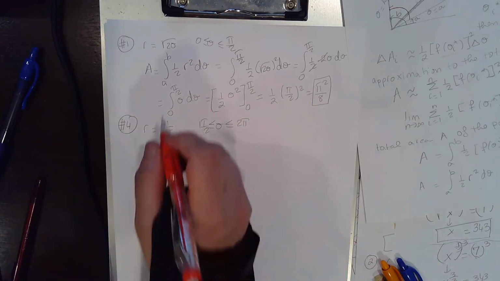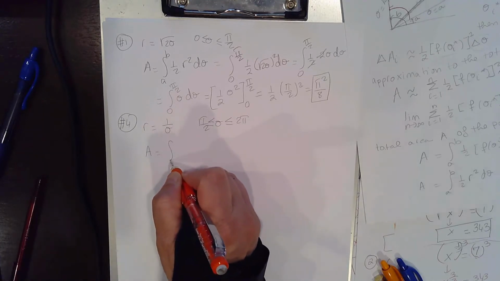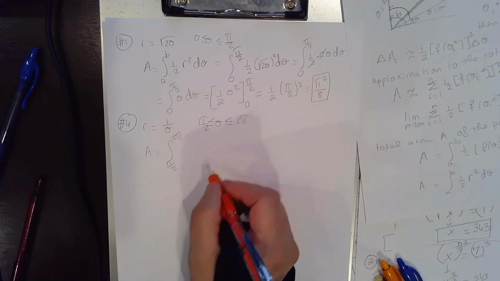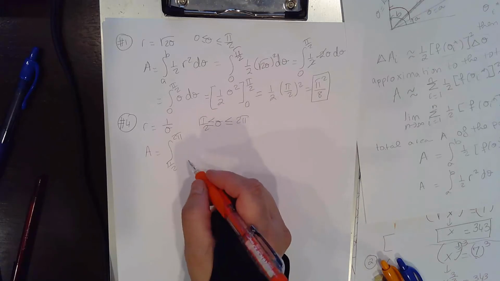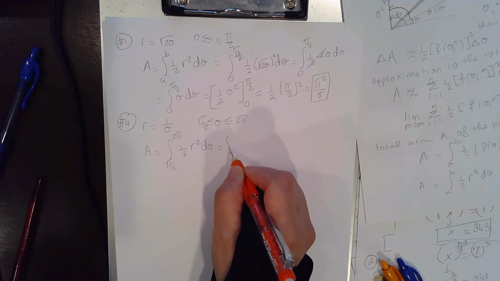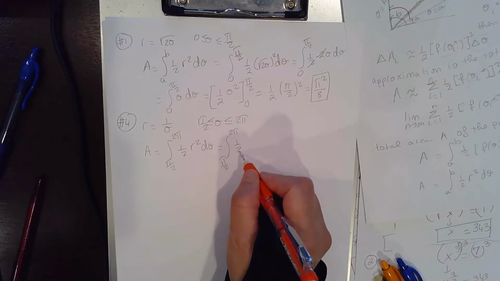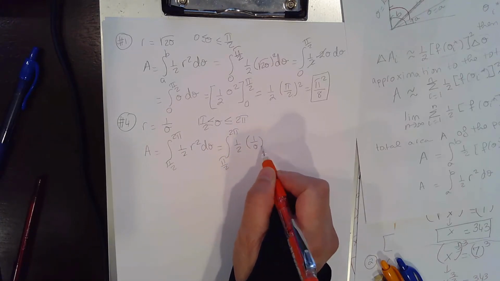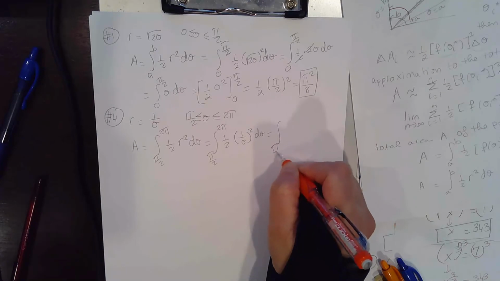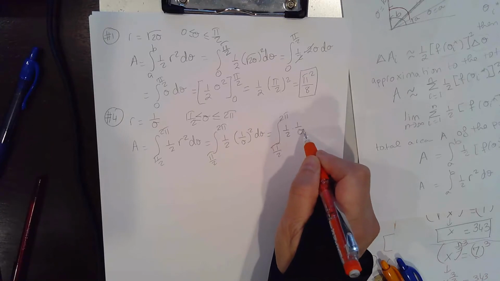So again, we'll be using the same integral here. The area is the integral from pi over 2 to 2 pi, that's what we have here, 1/2 r squared d theta. And then what does that give us? Pi over 2 to 2 pi, 1/2 r squared is 1 over theta squared d theta. The integral from pi over 2 to 2 pi of 1/2 times 1 over theta squared d theta.